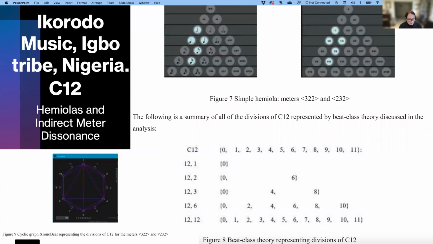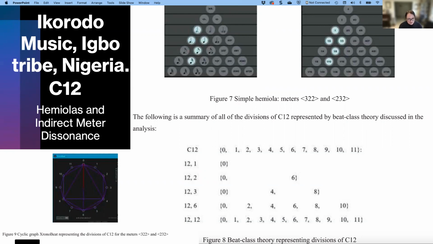The ski hill graph also plays an important role in the analysis of metric music which is not notated, as evidenced in the traditional Ikorodo music of the Igbo tribe, Nigeria. Prior to analysing Igbo music, I had not analysed the meter, rhythm, and pitch for music which was not score-based for academic papers before, and found the task very challenging.